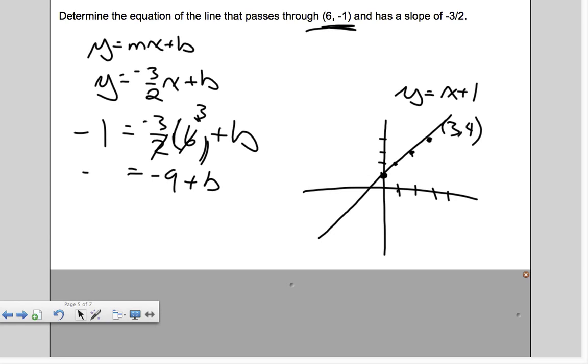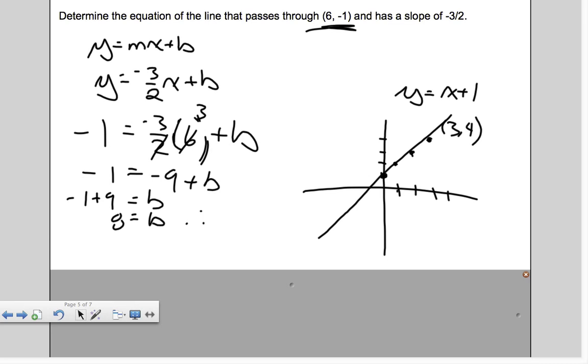plus b. Here, -1. I get b by itself, so I can add 9 to both sides. So b is 8. Right? So therefore, you're not done. We need to check it. Well, b is equal to 8 is not my answer.